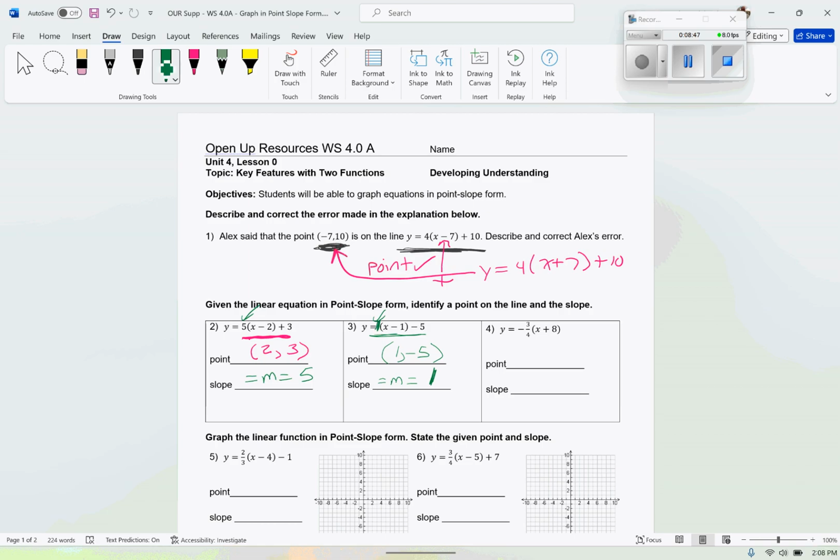All right, what is my point on this one? I think negative 8 is going to work. What about the other number I put? 0. Why is it 0? You're absolutely right. Yeah, there's nothing there. Nothing is 0. Okay, and then our slope of this one is negative 3 over 4.